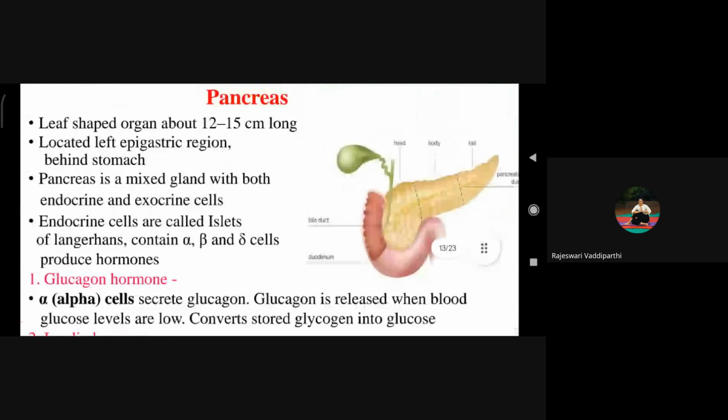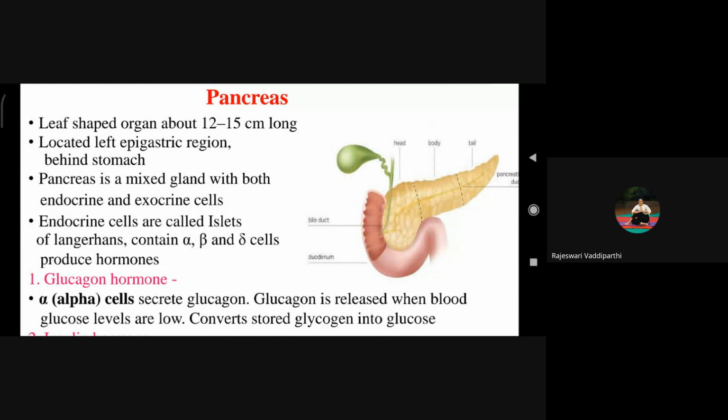Next is pancreas. We have already studied about it, but we'll know some more. It is a leaf-shaped organ about 12 to 15 cm long, located in the left epigastric region and behind the stomach. Pancreas is a mixed gland with both endocrine and exocrine cells. Endocrine cells are called islets of Langerhans, containing alpha, beta and delta cells, which produce hormones.